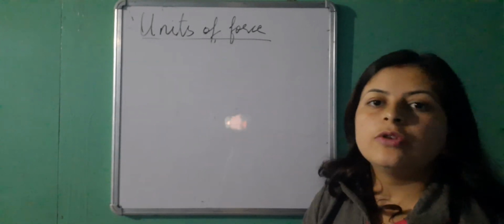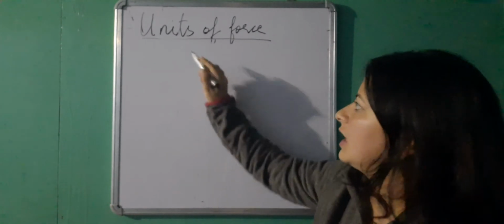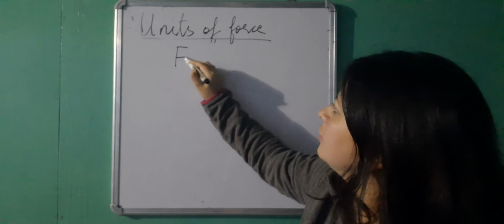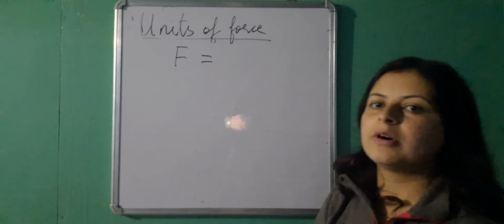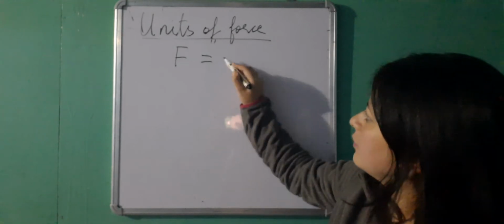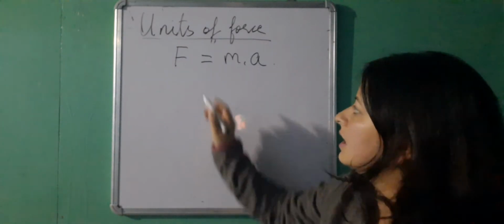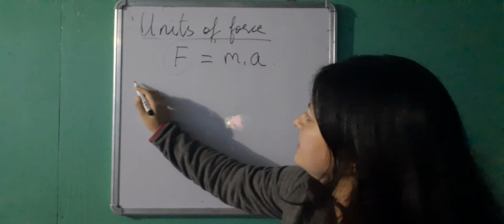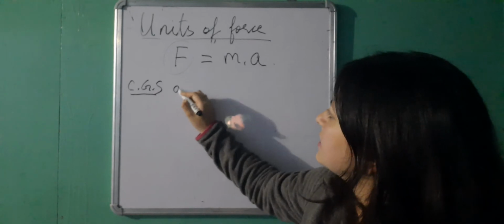Now, if you want to define a unit, then you have to use the formula. The unit which we are talking about is force. So we will use the formula for force, which is from Newton's second law, F = m into a. Now, if you take the CGS system, the unit of force is dyne.